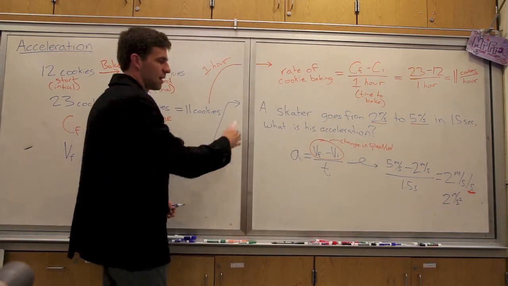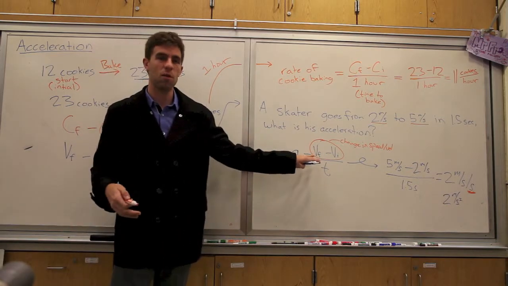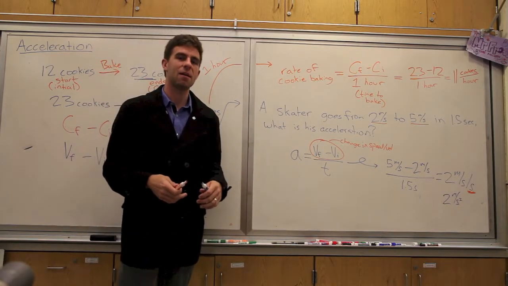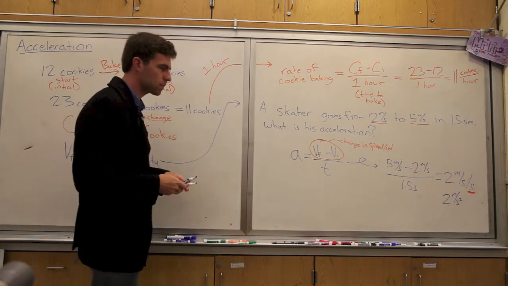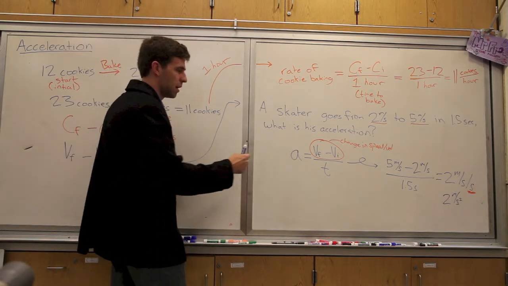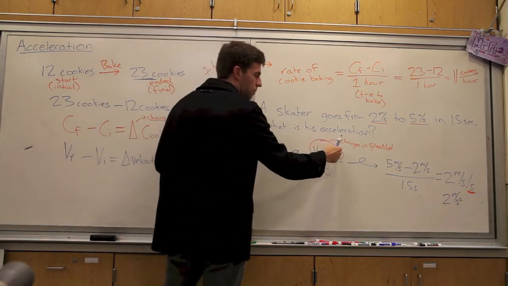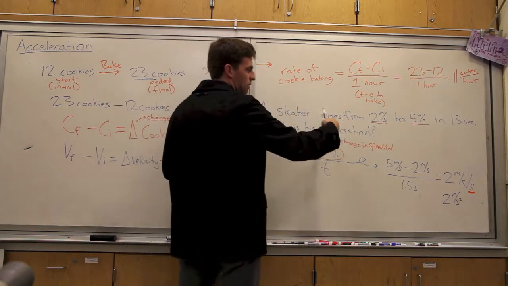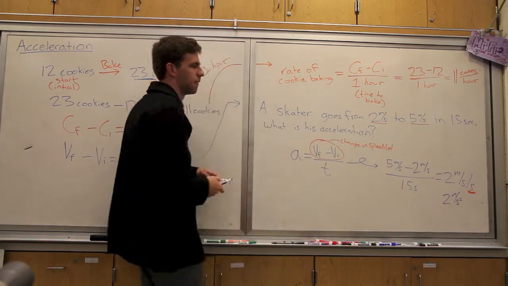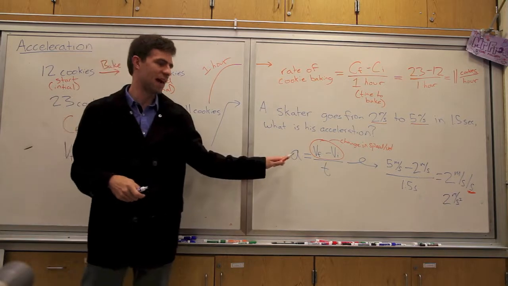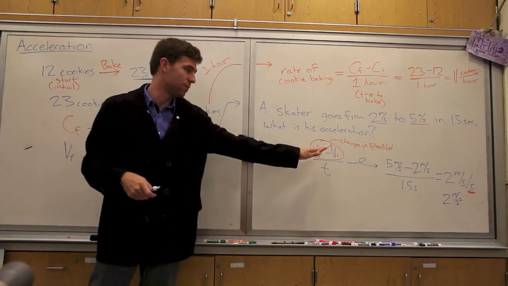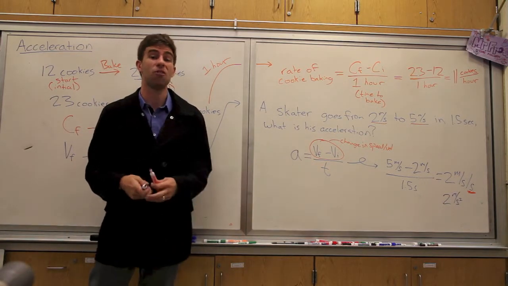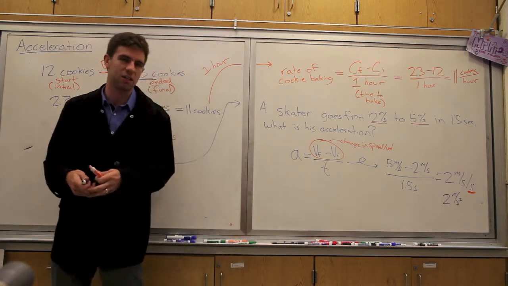So this is a good explanation of how we use acceleration. It can be used in many different ways, but you will always be given three of these four different things in the question and then solve for the last one: acceleration, velocity final, velocity initial, or time. You might be asked to solve for any of those. But that's a good explanation of acceleration.